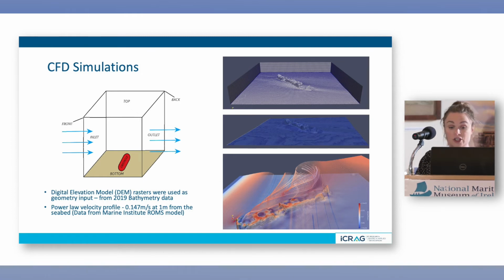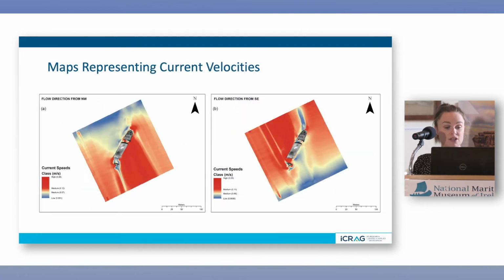And this top image gives you an idea of the model, the mesh that we've created for this shipwreck, and then some of the outputs that we get and the flow behaviour around it. And this is the really exciting part of this work, because it's going to bring us to another level in being able to de-risk these sites. So this is a plan view now of flows coming from the two dominant directions.